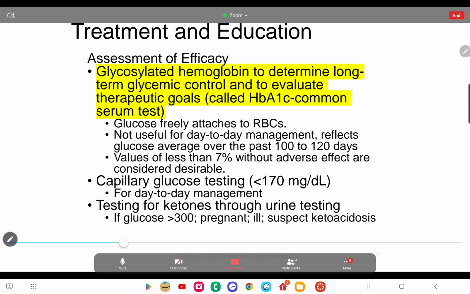So this is education for diabetes. Remember, extremely important, the A1C. Okay, A1C is the glycosylated hemoglobin. So it measures how your glucose was in the last 3 months. Okay, extremely important.